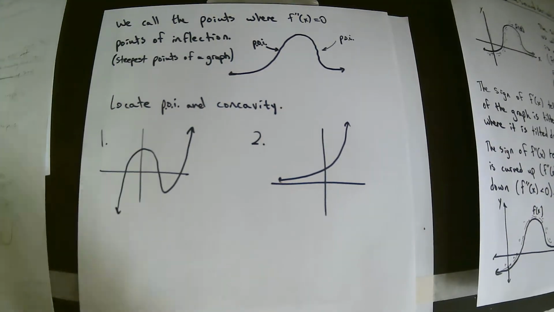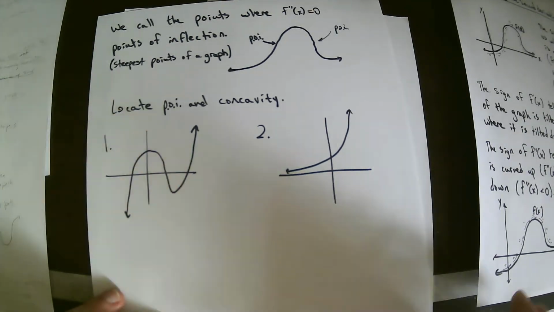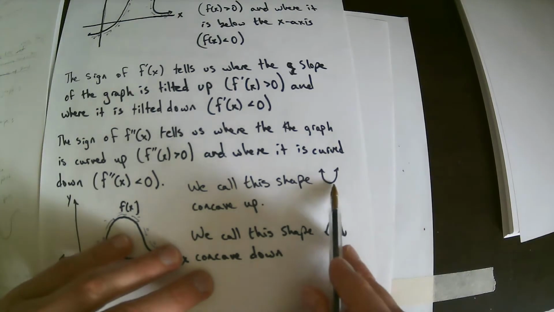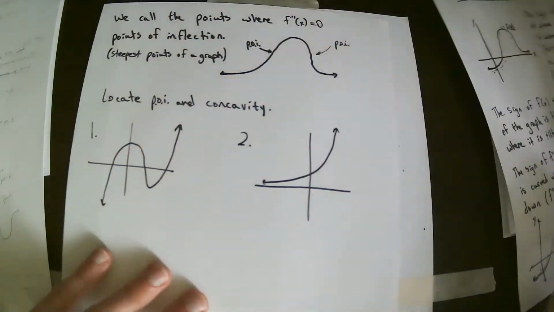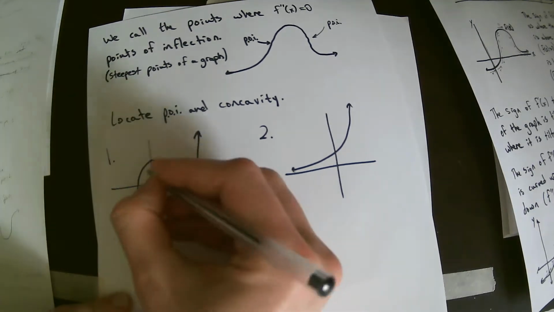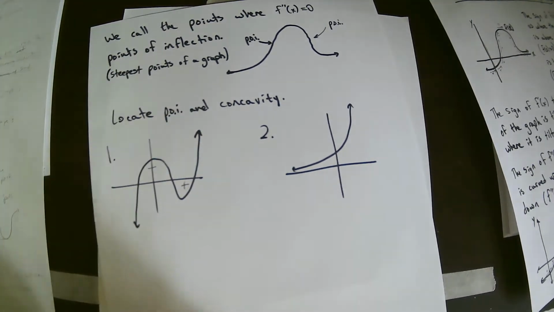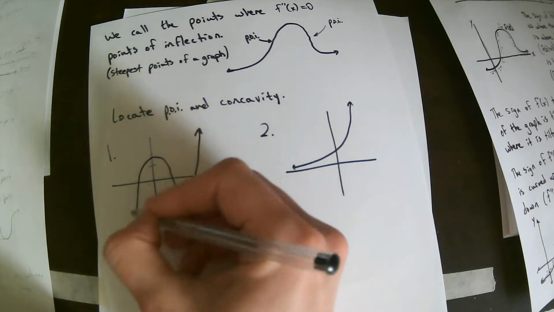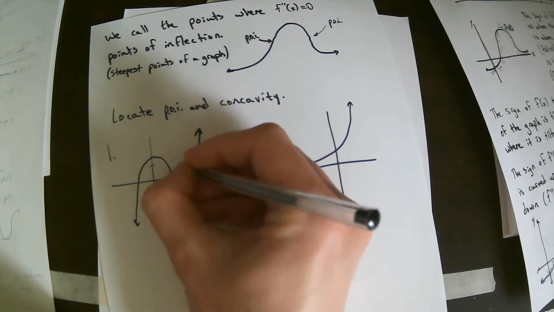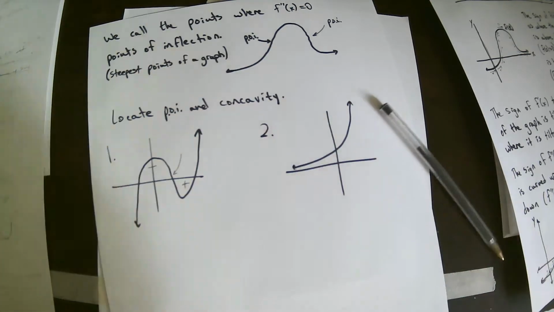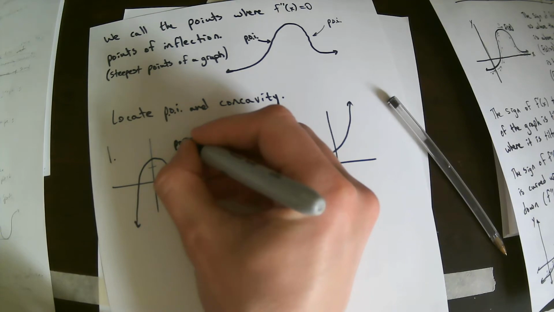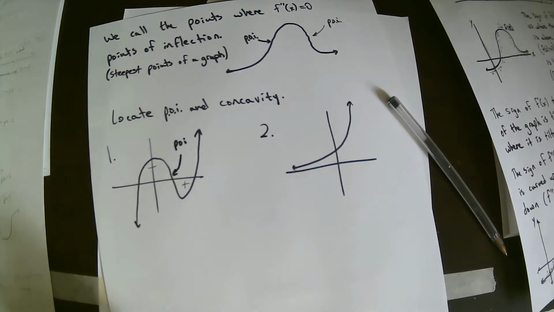So from looking at this picture, I see that this shape is supposed to be concave up, so that's going to be positive concavity. So this is positive concavity there, and this will be a negative concavity. So this is negative concavity, and this is positive concavity. Somewhere in between, there has to be a point of inflection, the steepest point of the graph.